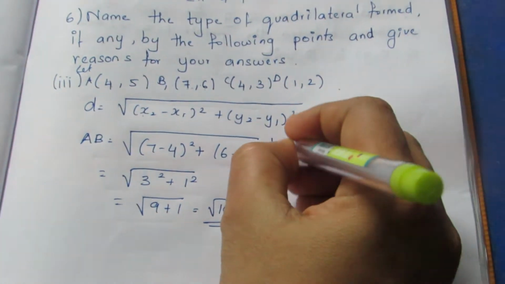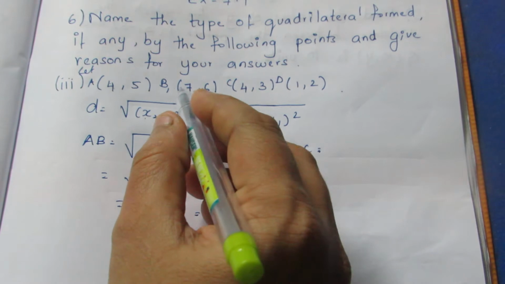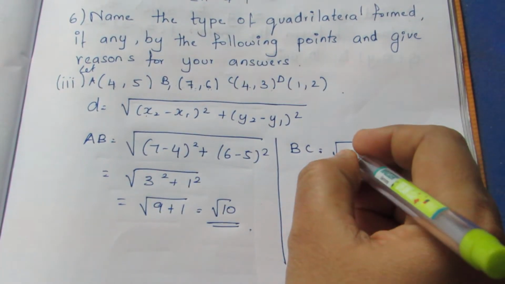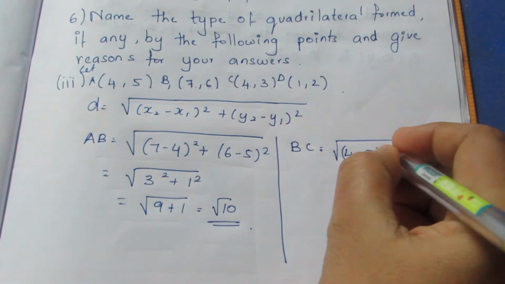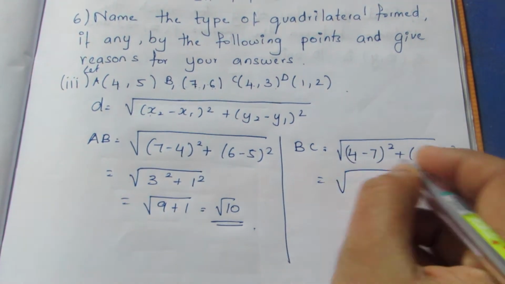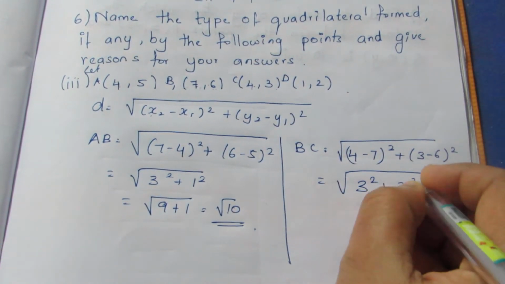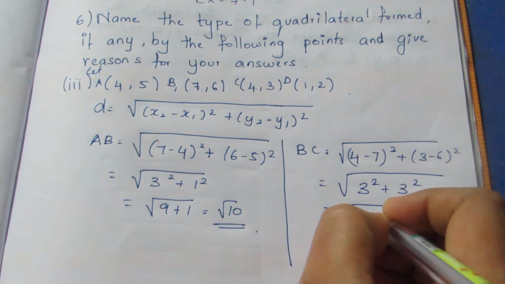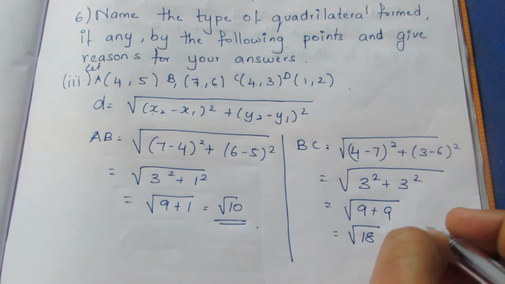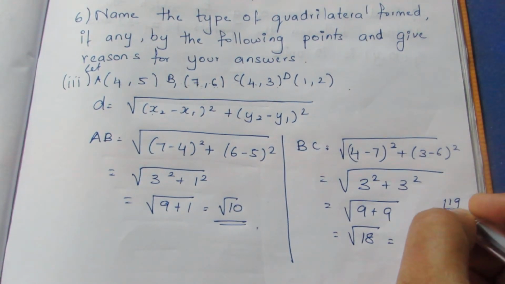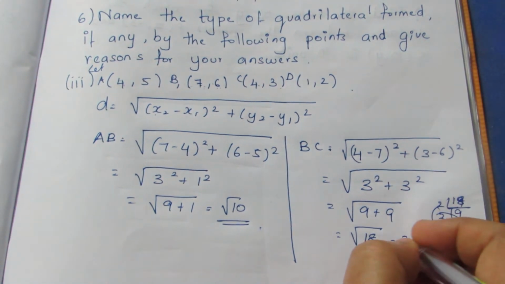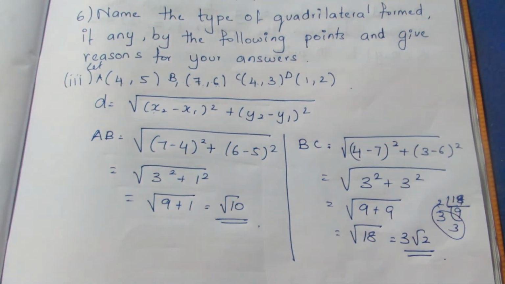Similarly, we will find BC. For B and C, x1 y1 and x2 y2. So root of 4 minus 7 the whole square plus 3 minus 6 the whole square. This becomes 3 square plus 3 square. So root of 9 plus 9, root 18. We need to do prime factorization for 18. 2 9s are 18, 3 3s are 9. So one 3 comes out, 3 root 2 for BC.